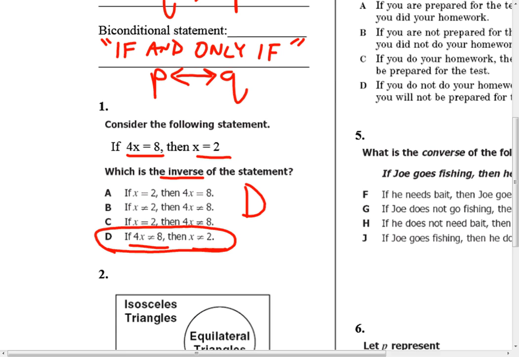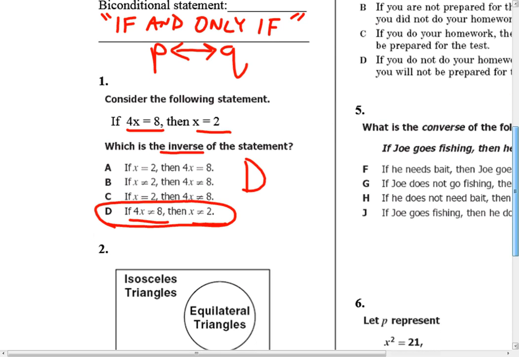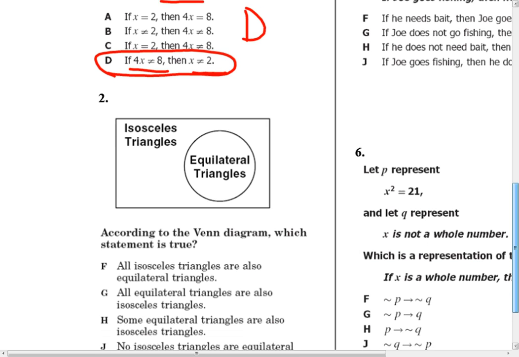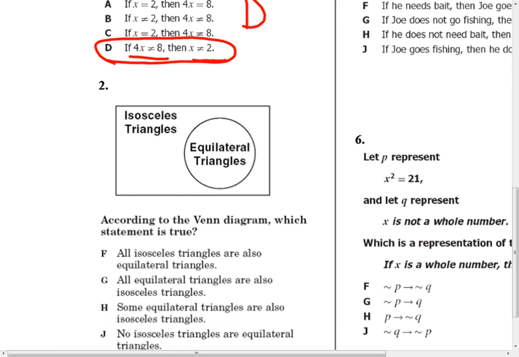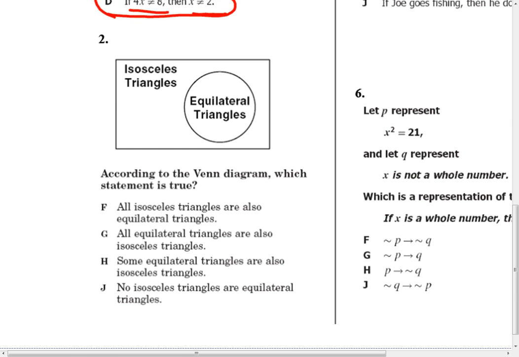Did you have choice D? We will eventually be doing a little more work with some Venn diagram problems. Which of these represents the Venn diagram that's pictured? Raise your hand. Do I want F, G, H, or J? What you got? G. G, all equilateral triangles are also isosceles.